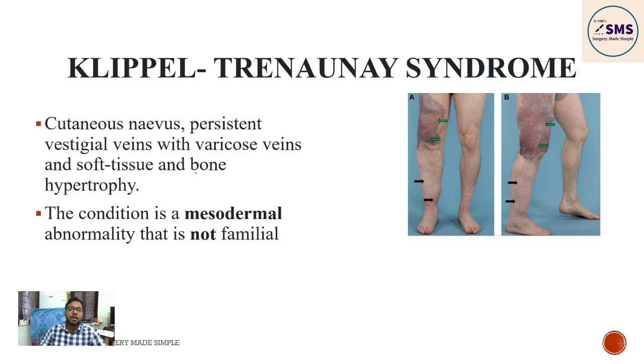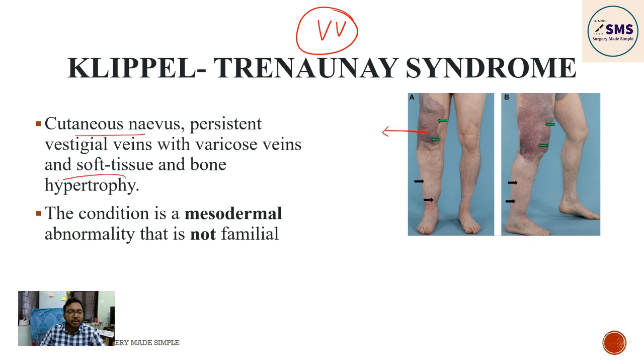Now, next one. Klippel-Trenaunay syndrome. You need to remember this is in relation to a very important condition called varicose veins, which we usually see clinically. What will be happening there because of the venous malformation, arteriovenous malformation? There will be cutaneous nevus. As you can see from the picture, there will be cutaneous nevus. Then persistent vestigial veins with varicose veins, and also soft tissue and bone hypertrophy will be there.